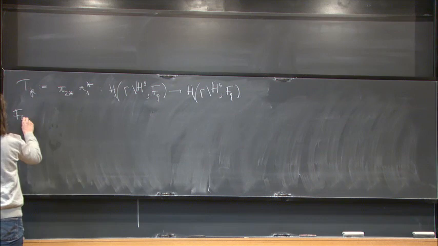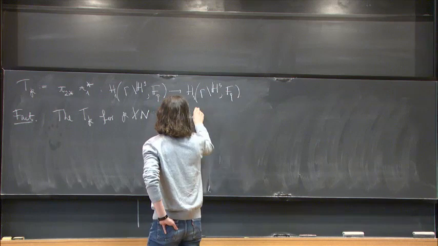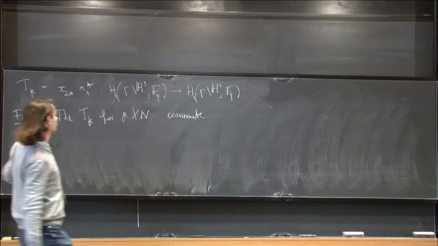And the fact is that these endomorphisms for P not dividing N commute. And that little p is not the residue characteristic. Sorry, yes. So this p has nothing to do with this p. I'm sorry. This causes confusion.